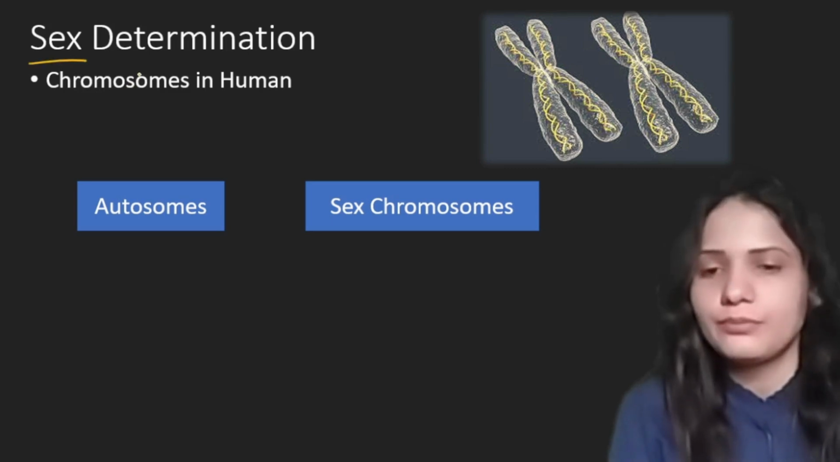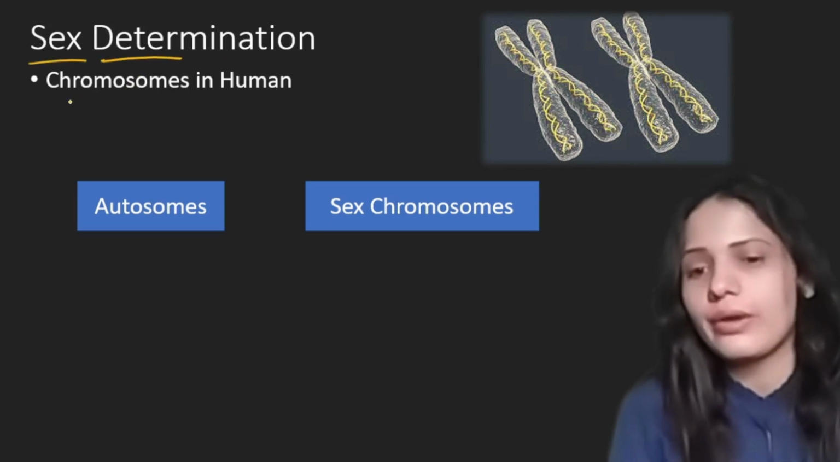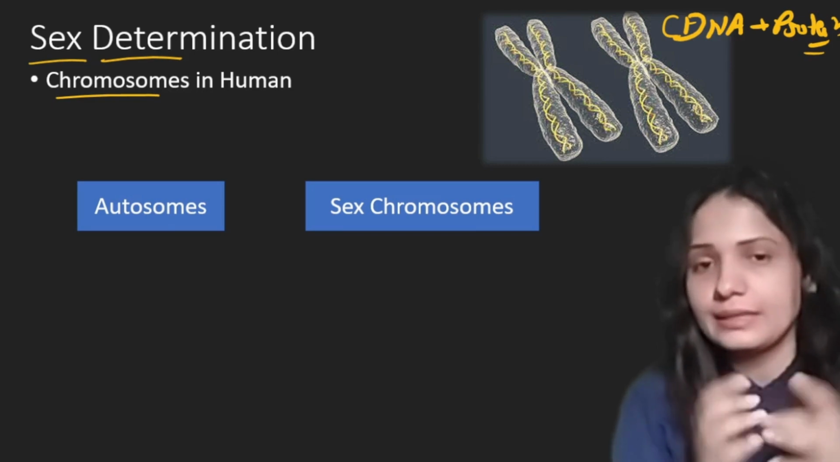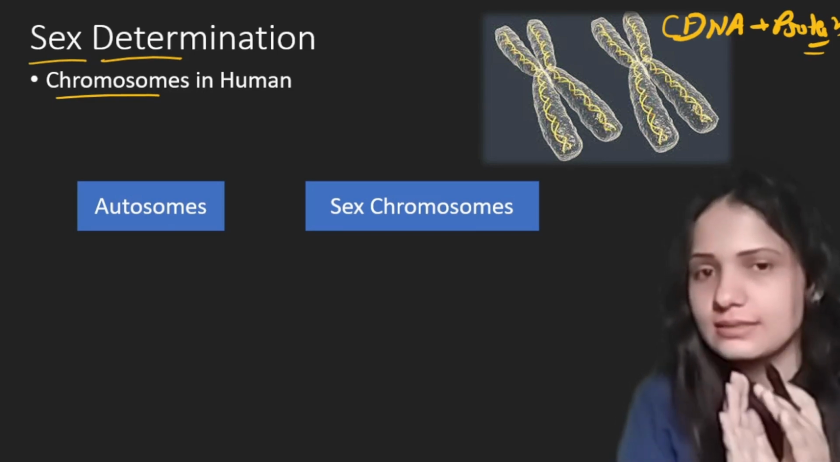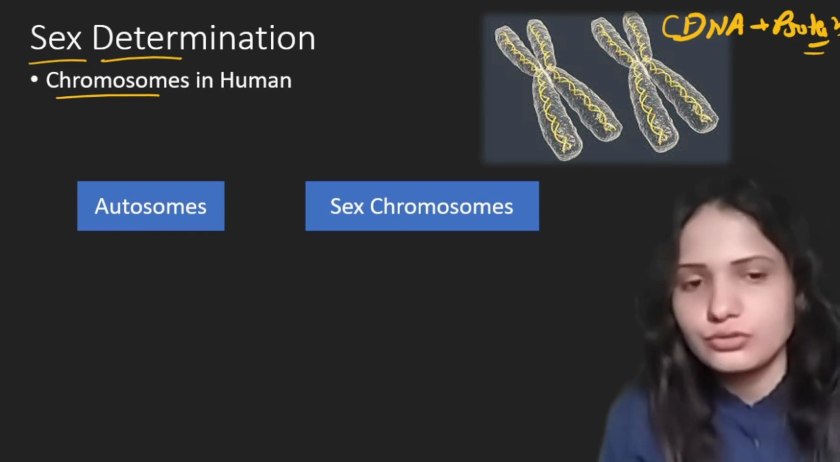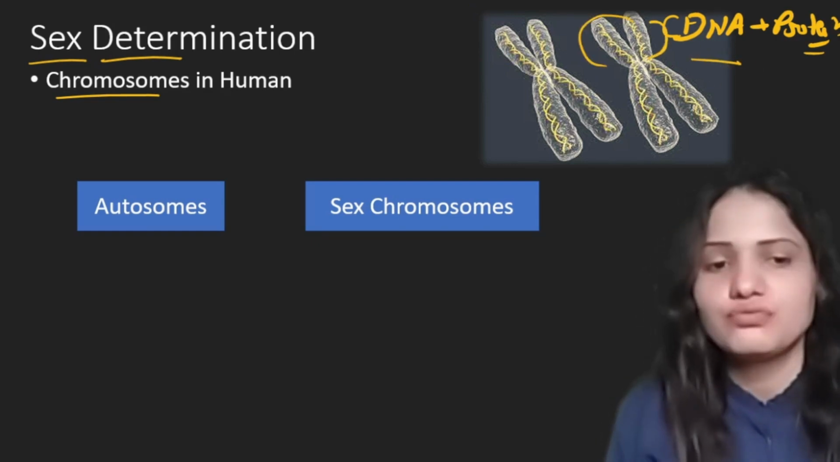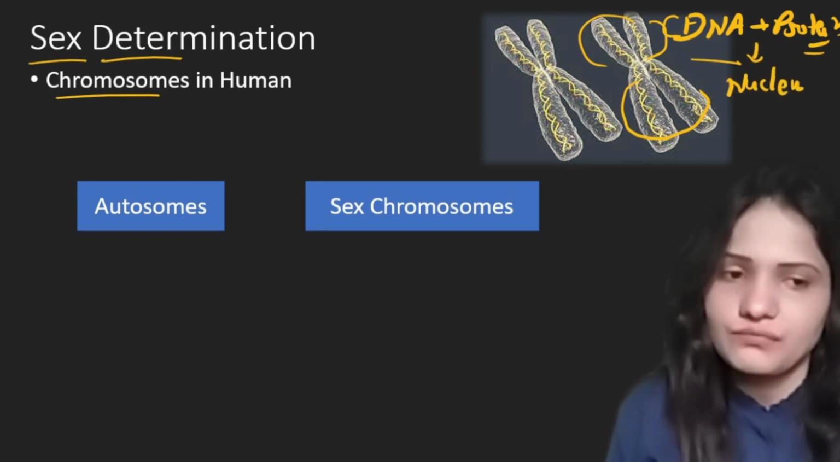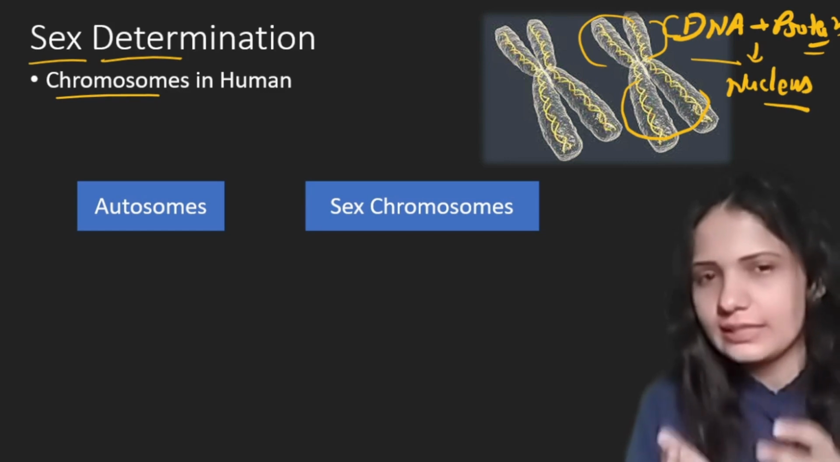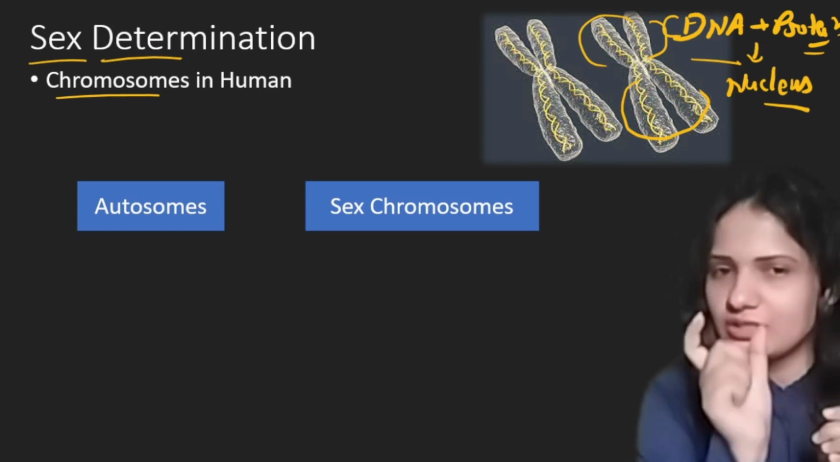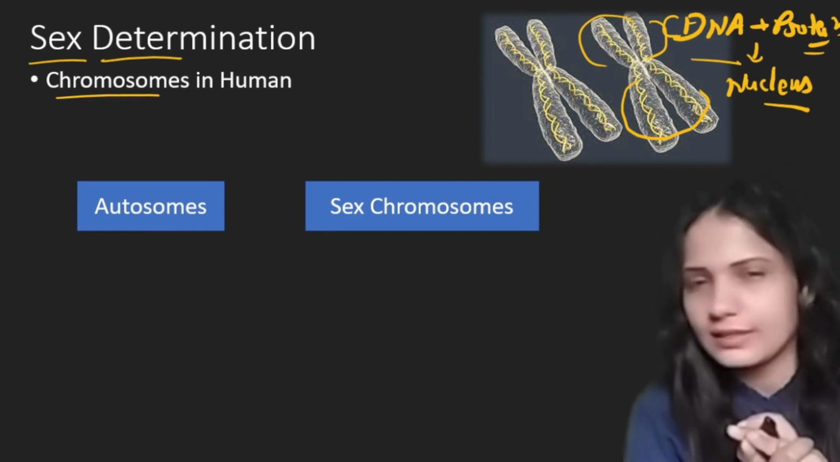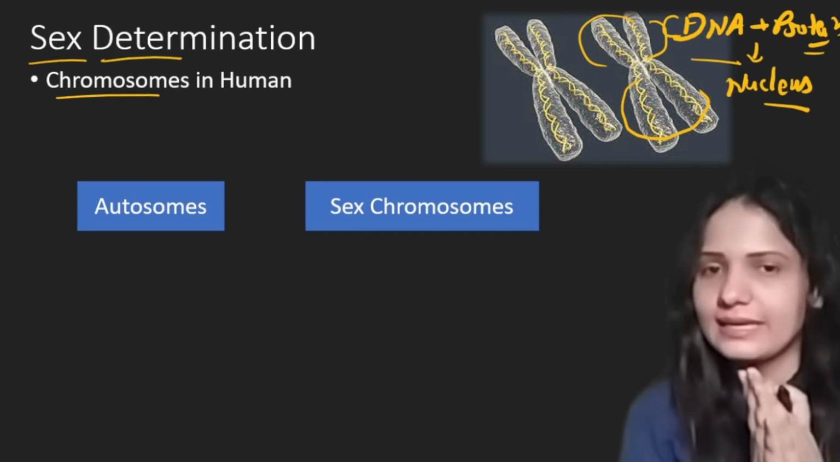Before we move on to the process of this determination, we should know what chromosomes are. Chromosomes are DNA plus protein. DNA is folded with the help of protein in a thread-like structure, and this thread-like structure is a chromosome. This chromosome is present inside the nucleus of the cell. DNA is present in chromosomes and our genes are made up of DNA, so genes are present on chromosomes. Chromosomes contain genes.